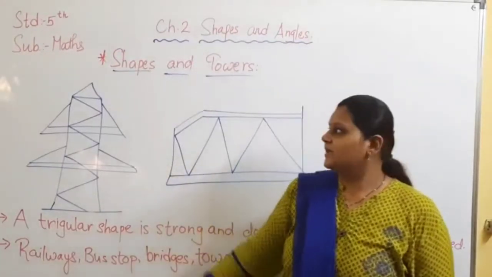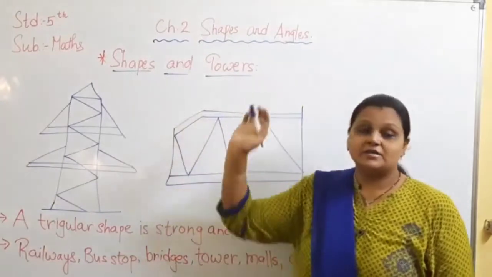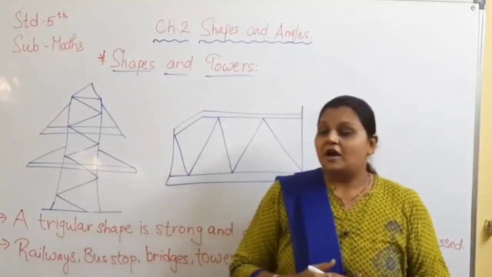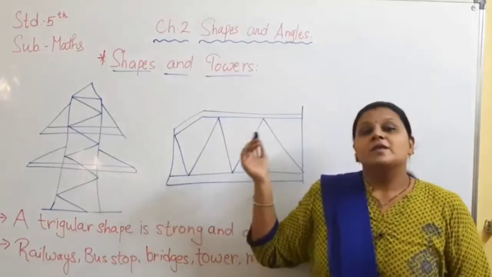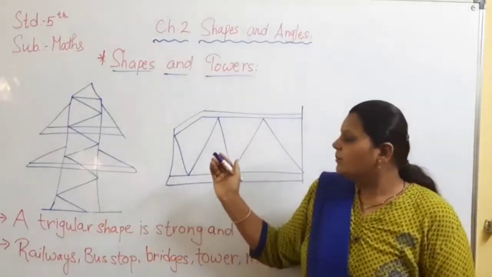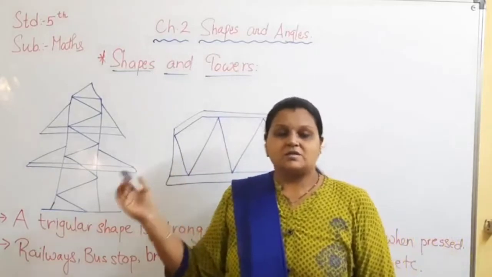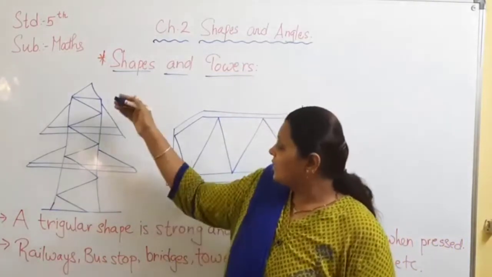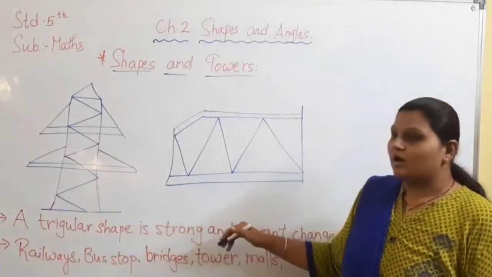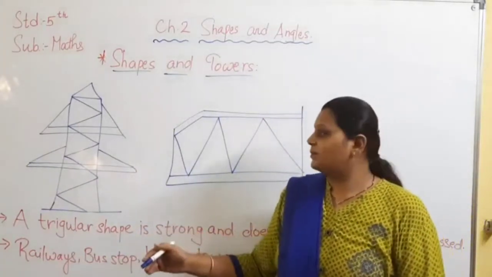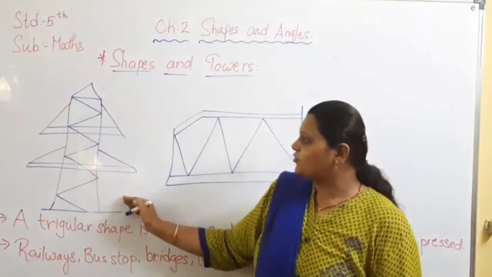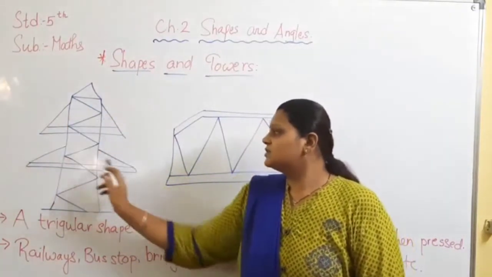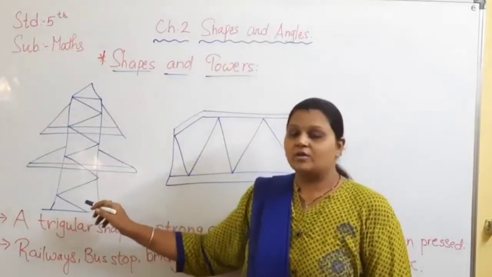Our next topic is shapes and towers. We can see a triangular shape in towers, bridges and many other places. Why? Because a triangular shape is strong. Here I have drawn one tower. Here you can see mostly all the shapes are triangular.